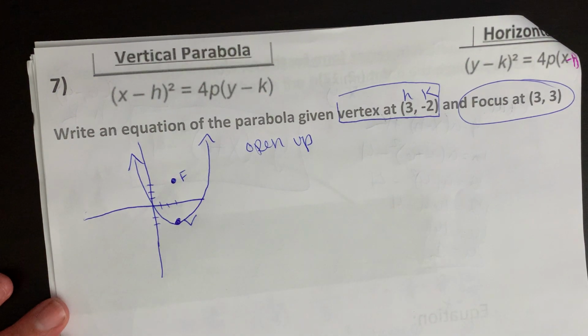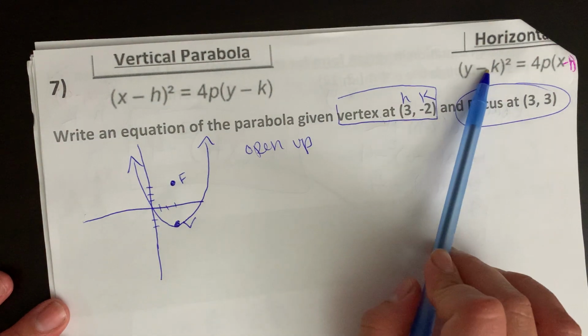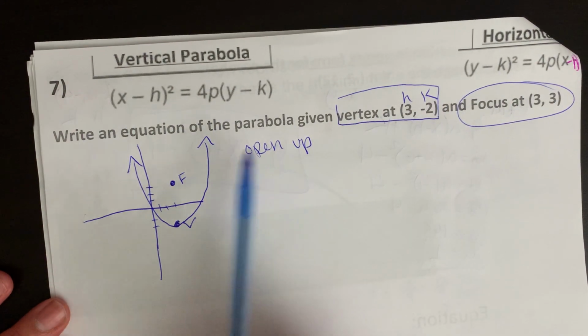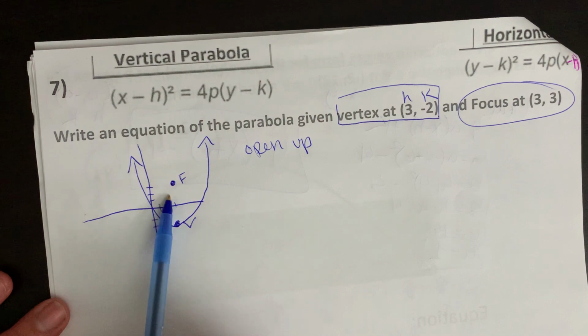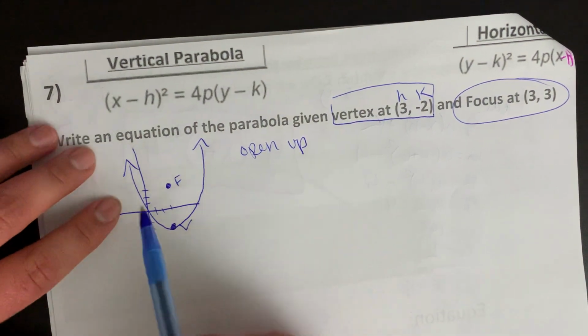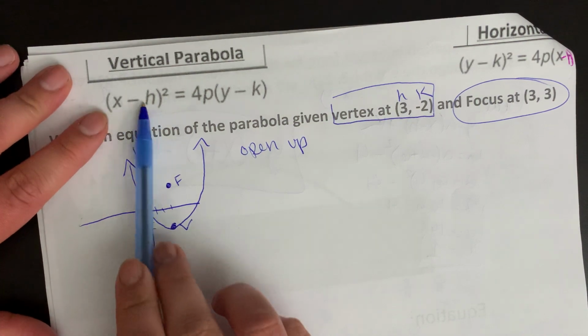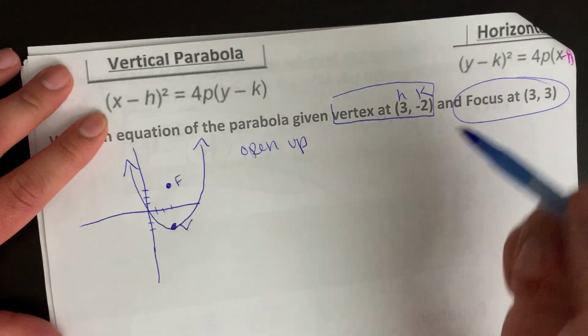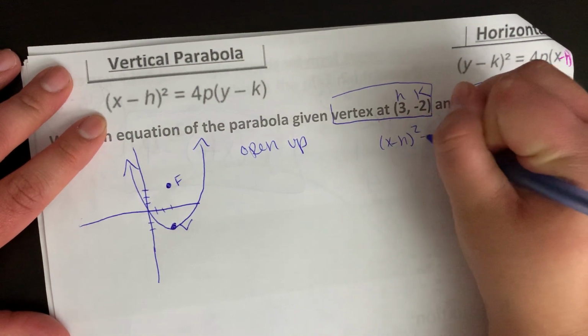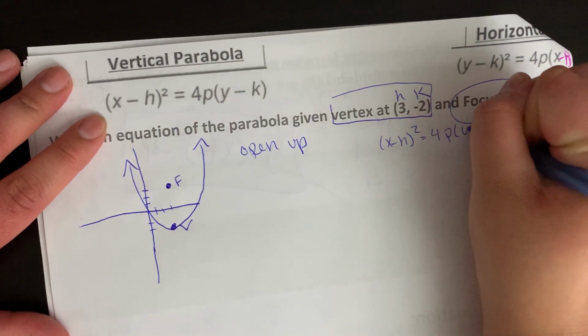Another thing that tells me is which type of equation I'm going to use. If it opens up, that's a vertical parabola, which remember, we're used to having the x being squared. This is normal. We've been doing this for a good minute. So this is the equation I'm going to use. So I'm going to write that down: (x - h)² = 4p(y - k).